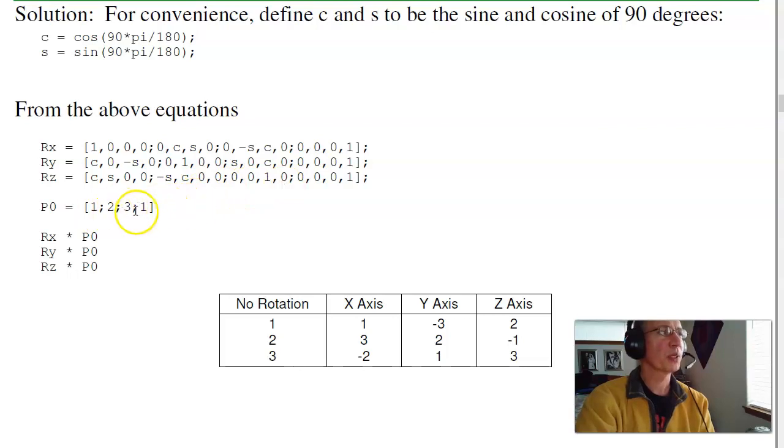Here's my point relative to frame 0. Now the point relative to frame 1 will be this rotation matrix, that's the transformation from 0 to 1, times your point. So if we rotate about the x-axis, here's the new point: 1, 3, minus 2. Rotate about the y-axis, it becomes minus 3, 2, 1. Z-axis, 2, minus 1, 3. So it's the same point, but if we rotate the axis, its location relative to that new axis is moved.